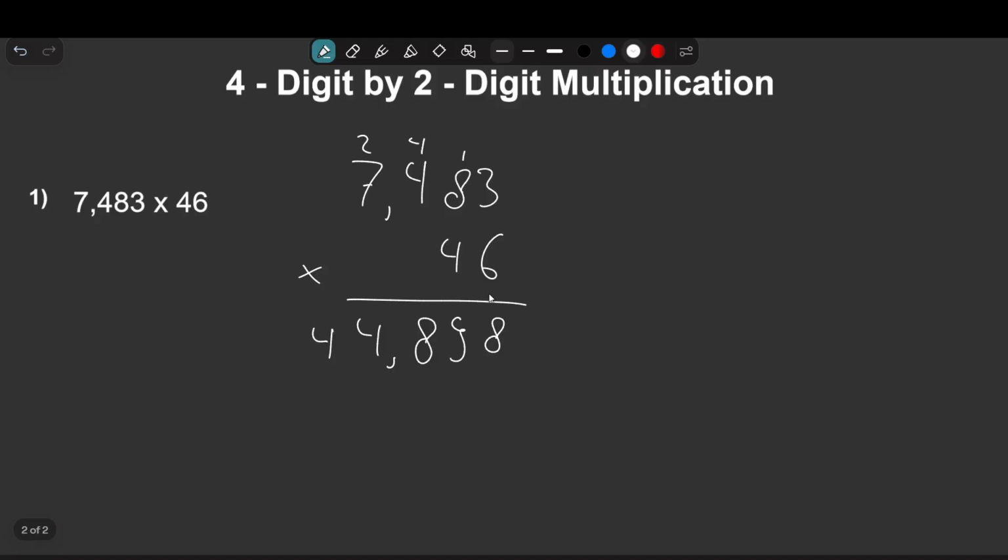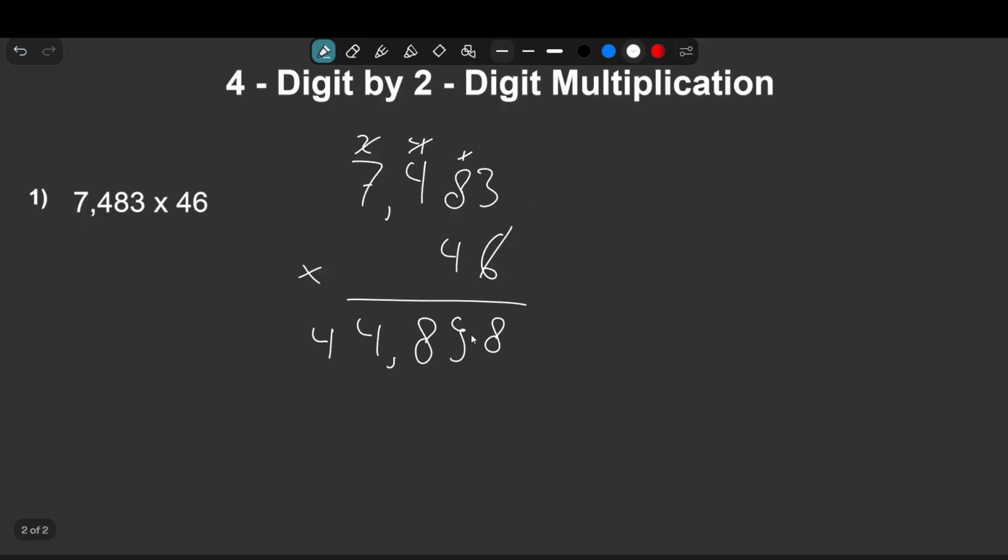So 6 times 7,483 will equal 44,898. So now we're done with these numbers. We can cross them off so we don't confuse them with the numbers we're going to use now, and just to keep it a bit more organized.